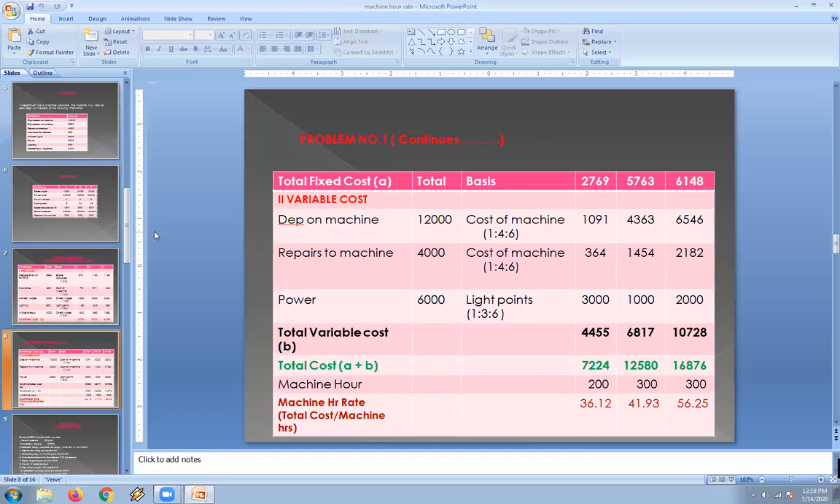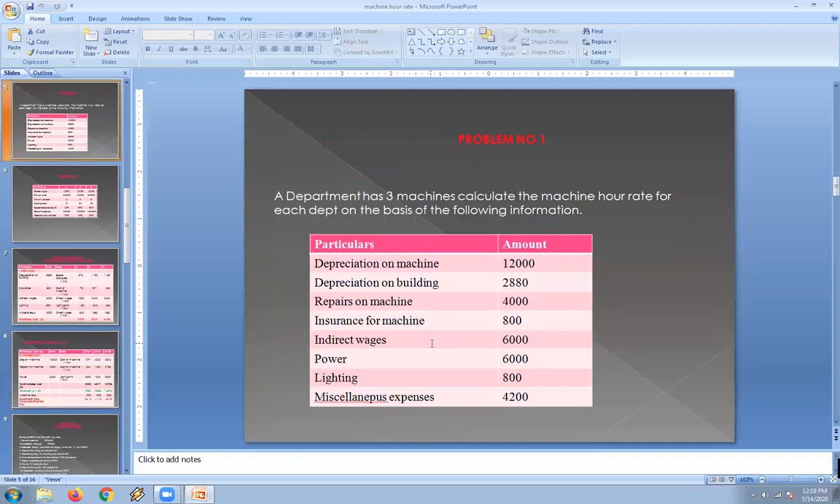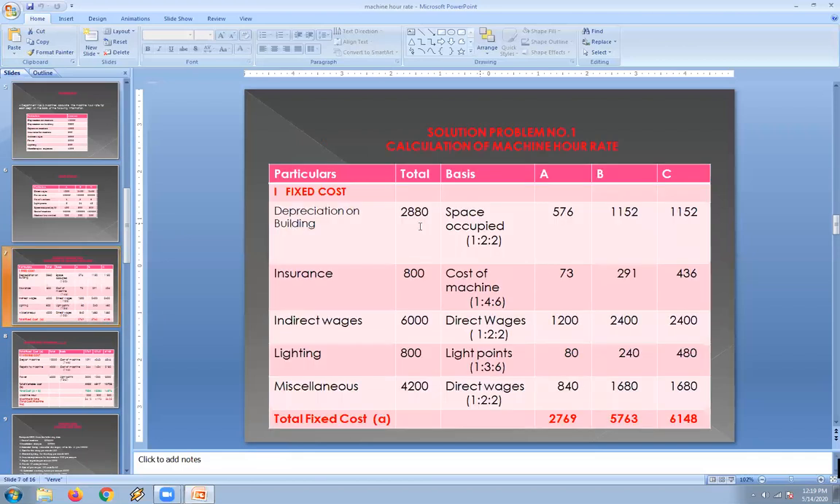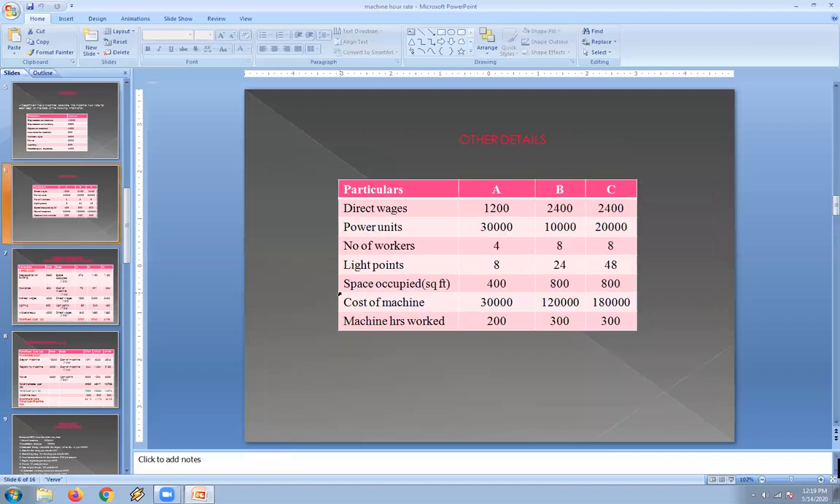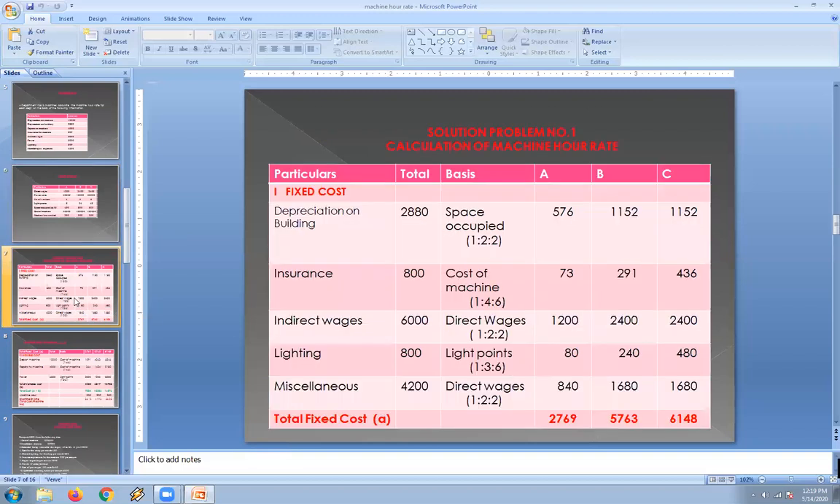Let us then take the second expense, depreciation on building, which is a fixed cost because it relates to the building. So it has to be shown in the fixed cost. It is allocated on the basis of space occupied. The ratio they have given here is 400 to 800 to 800, which is nothing but 1:2:2. So the total of 2,880 is allotted on the basis of 1:2:2. The value will be 576 for A, 1,152 for B, and 1,152 for C.